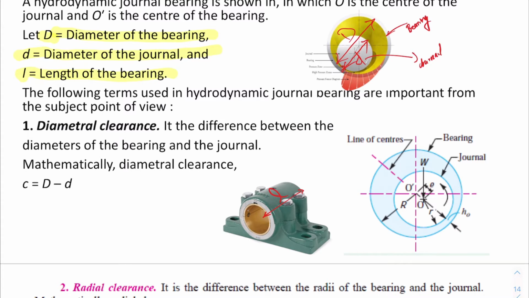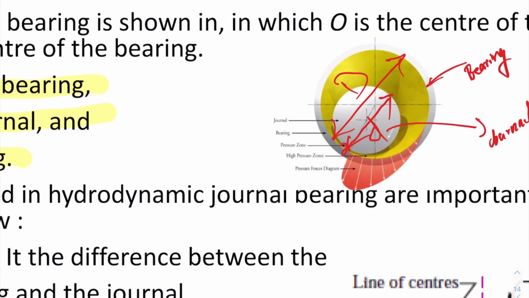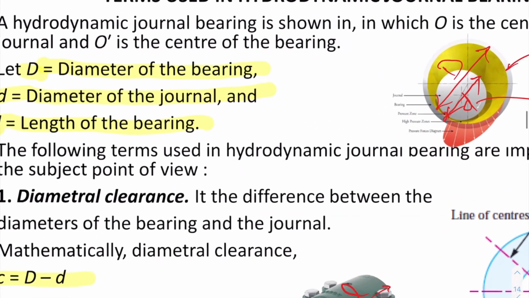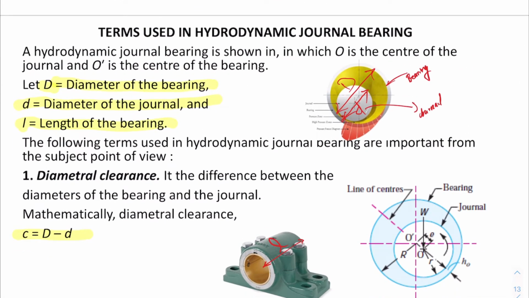So what are those ratios? Let's go for that. The first one, the diametral clearance. The diametral clearance is the difference between the diameter of the bearing and the journal. Mathematically speaking, it's very easy. We can mark it as C. That means the diameter of the bearing minus the diameter of the journal, so D minus d. Here you can see capital D and small d. If you take the difference, that is what we call the clearance or the diametral clearance. So if you subtract between the diameters of bearing and journal, you will get C.